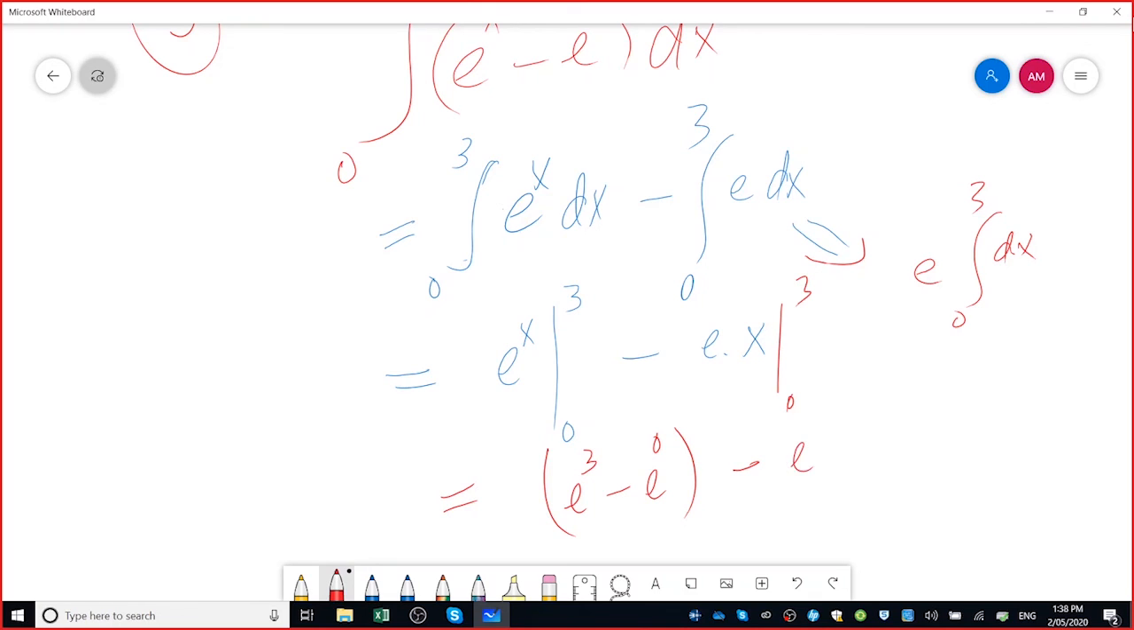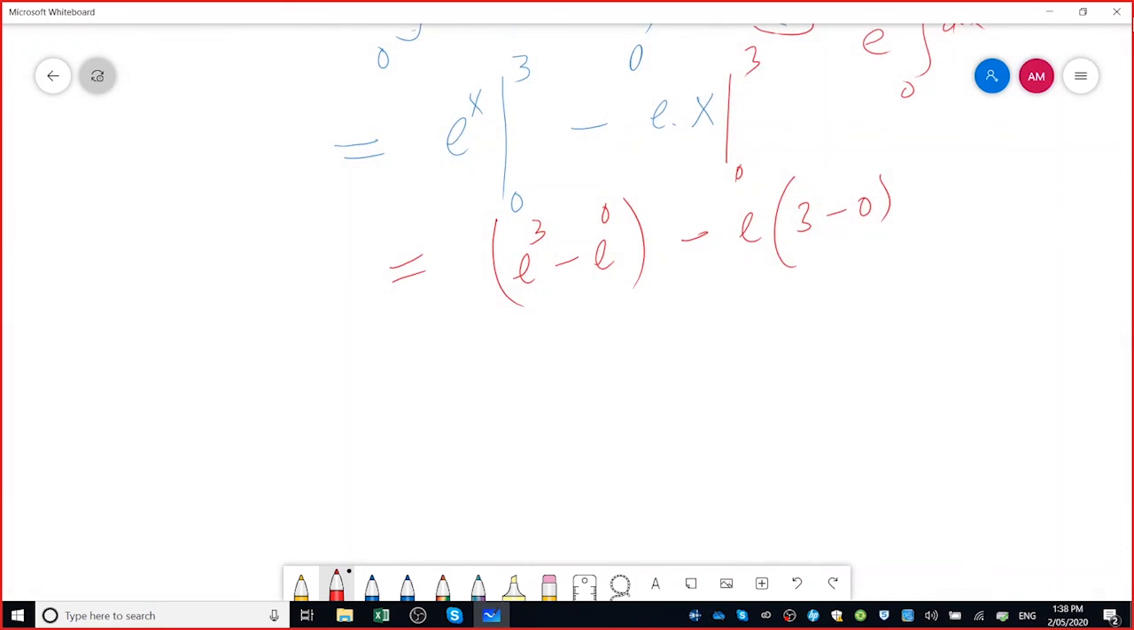Minus e times 3 minus 0. So this becomes e raised to the power of 3 minus, what is e raised to the power 0? 1. And then minus e times 3, so it becomes 3. So is this the answer which you got or something else? Or should I simplify it into numbers? No, you will not simplify it into numbers because they asked for the exact value.